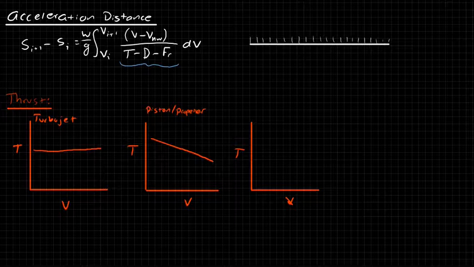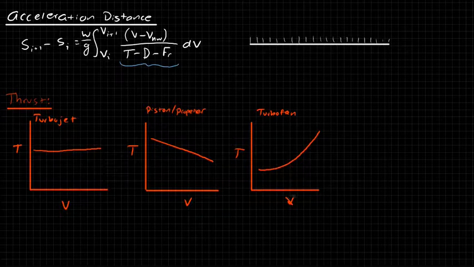Now, of course, these are not to scale. A turbojet would produce much more thrust than a piston and propeller combo. But you get the idea here. The trends are what matter. And then finally, let's consider a turbofan engine. Now, in a turbofan engine, the thrust increases parabolically or very nearly parabolically as a function of airspeed. Okay, so we have these three different things. Now, here we're going to mostly consider this case where the thrust increases nearly parabolically.